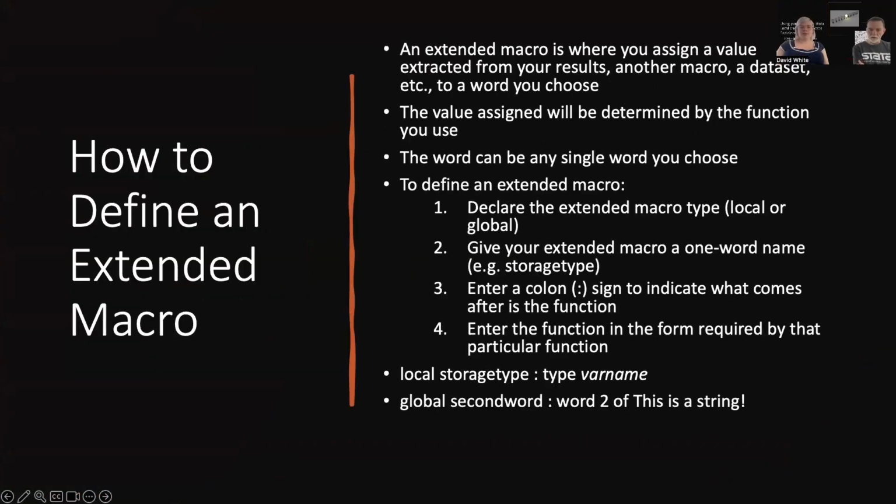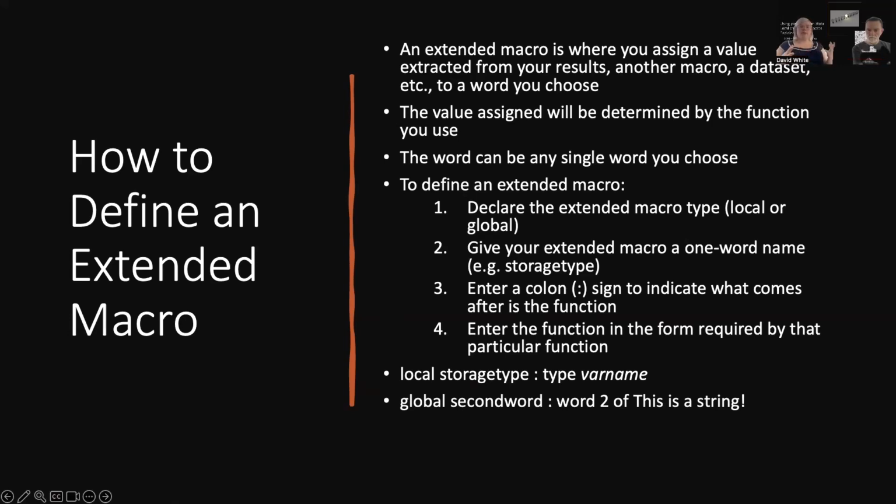So let's have a look at how you define an extended macro. This is where you're going to assign the value to a macro from some of this information, whatever information you created or observed. Whatever information you want to pull out of your data set or your results, you have to pop into a macro, and there's a special way of doing that with these extended macros. So the value that you're going to get is going to be determined by the function that you use.